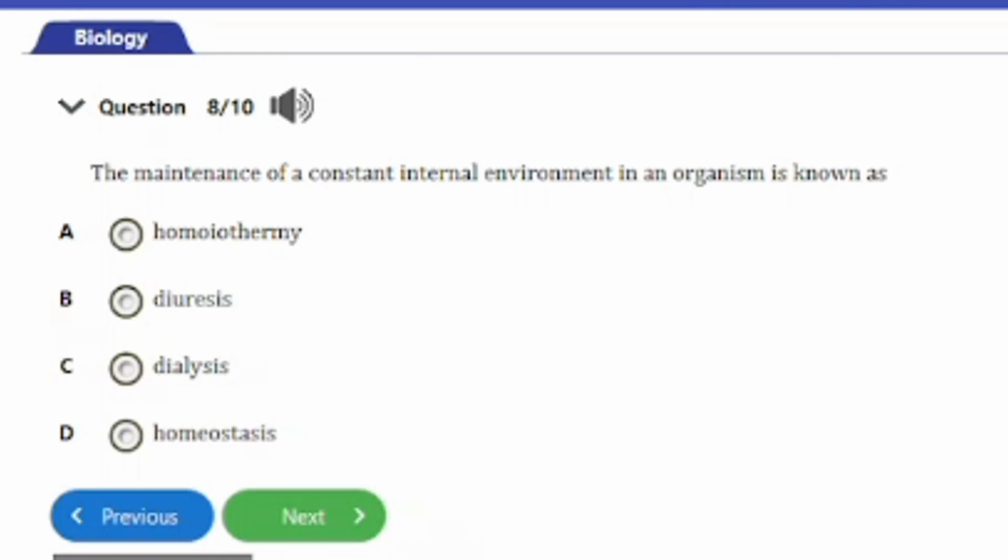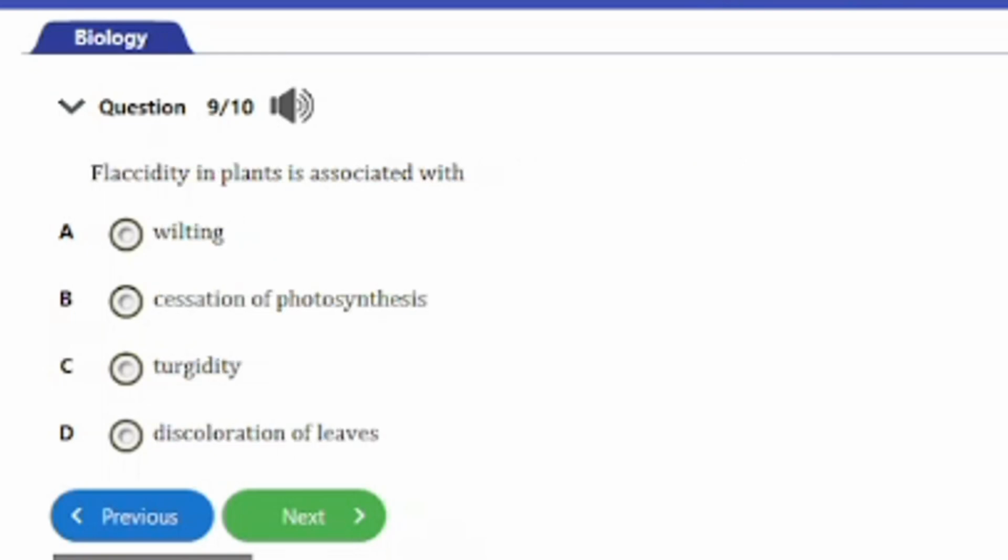It says, the maintenance of a constant internal environment in an organism is known as A. Homeothermy, B. Diuresis, C. Dialysis, and D. Homeostasis. So guys, obviously the answer to this question is option D, and we've answered that before. So let's go ahead and consider the next question. That's question number 9, guys.